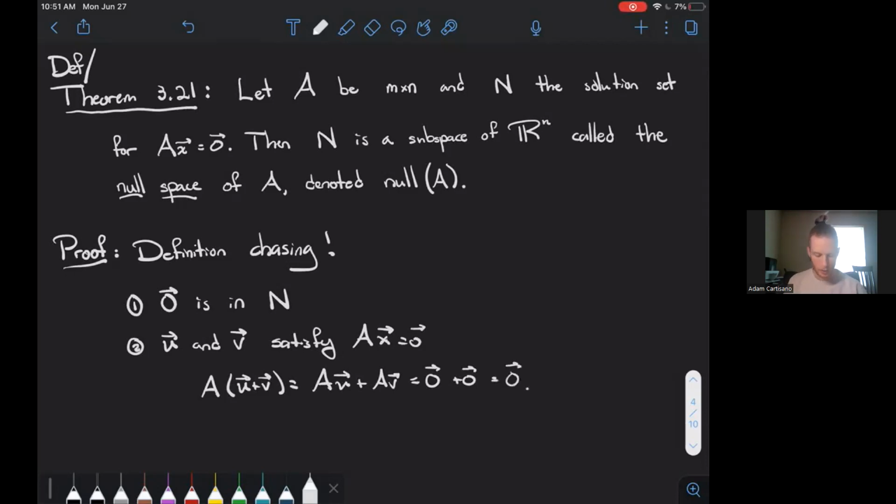And then the third property is going to be the same, but just do a scalar multiple of U. So it would be A times CU, which is C times AU. But AU is 0 and C times 0 is 0. So same.